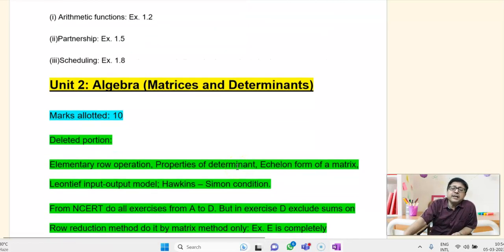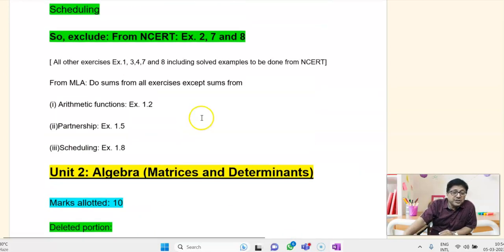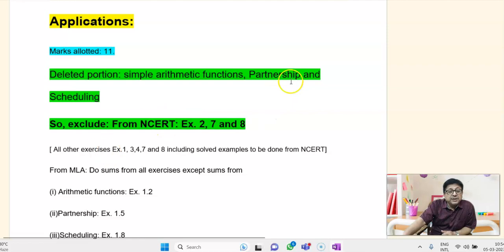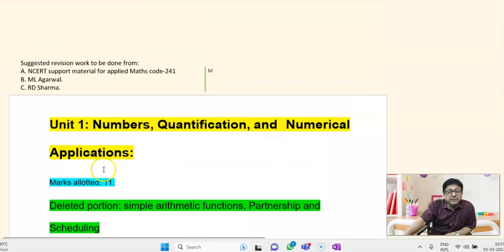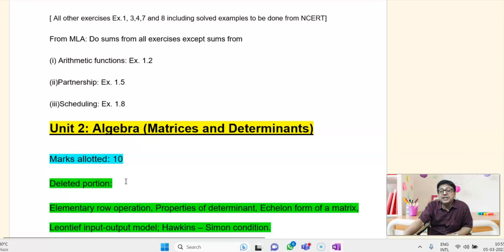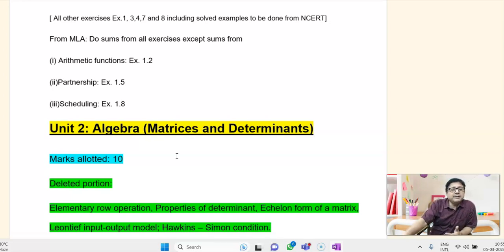Okay, matrices, determinants: in the textbook, M.L. Agarwal is enough, but solved examples, again I tell you, mainly application and case-based questions are important from here also. In the sample paper you must have seen case-based questions. They have asked from numbers, quantification, numerical application. You will go through case-based questions from there. And all tricky sums you will find in the form of solved examples, sometimes given at the end of the exercise in R.D. Sharma.